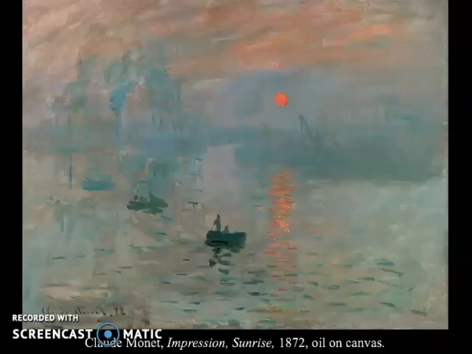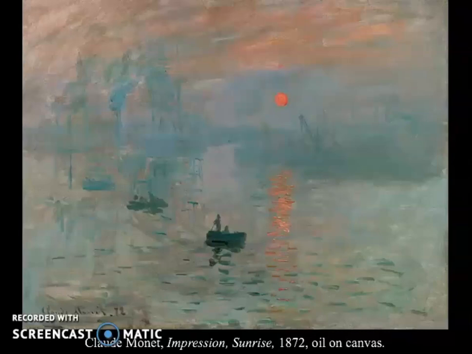So the first work we're looking at is Impression, Sunrise from 1872. Claude Monet is really considered the founder of French Impressionism and the most consistent practitioner. He spent a lot of time painting water and nature images. I'm going to show you a couple different types, this being one of the most important. He was really focused on empiricism, which is the theory that all knowledge is derived from sense experience. So we're going to see that in this work.